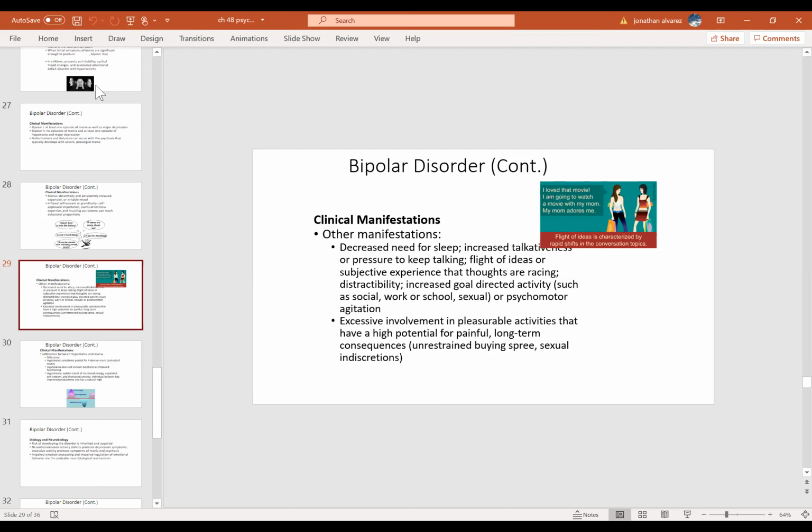Let's see. So other clinical manifestations with bipolar would be the decreased need for sleep. Okay, fighting off ideas or subjective experiences, easily distracted, and excessive involvement in pleasurable activities that involve a high potential for painful long-term consequences.